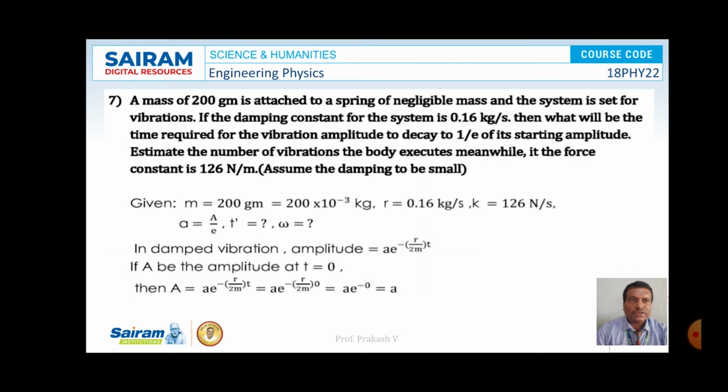In the damped vibration, the amplitude is written as A into e to the power of minus r by 2m into t. So this is the formula. If a be the amplitude at t is equal to 0, then A can be written as a into e to the power of minus r by 2m into 0, or a into e to the power of minus 0. So e to the power of minus 0 stands as 1, therefore the value of A becomes small a.